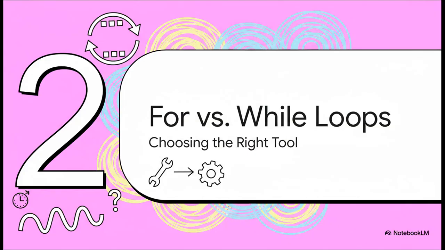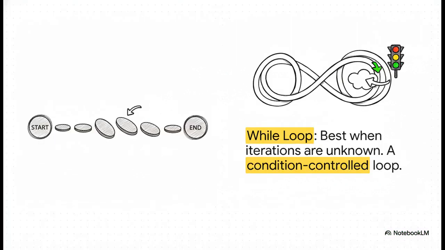So if you're writing code, how do you decide what kind of loop to use? Well, it usually comes down to two main flavors, the for loop and the while loop. And picking the right one is kind of the first step to writing code that's both smart and efficient. The whole difference really just boils down to one simple question. Do you know exactly how many times you need to do something?